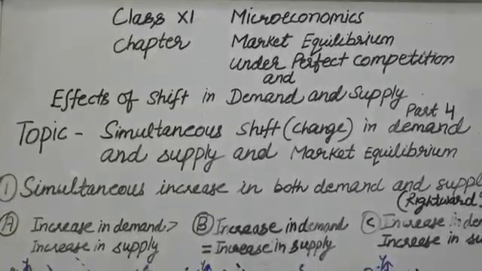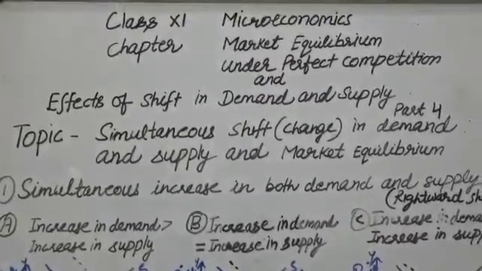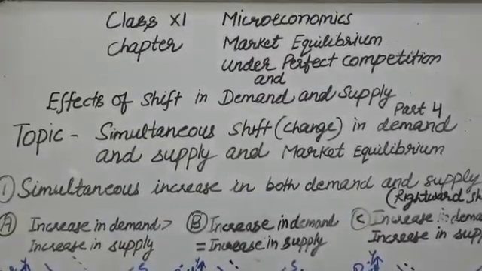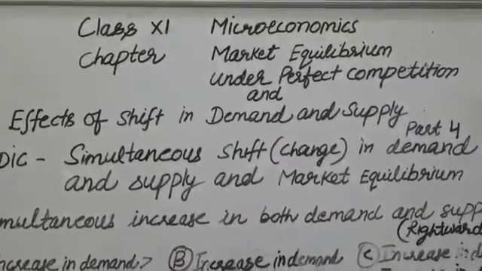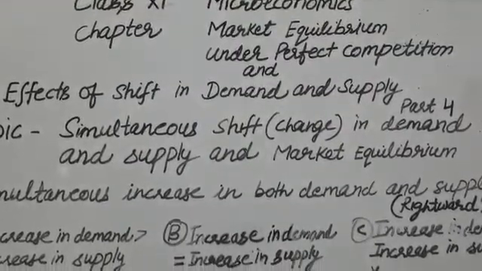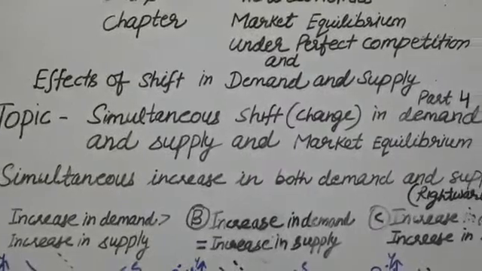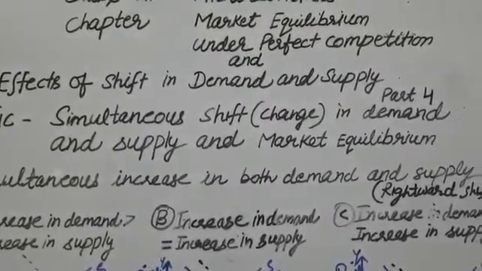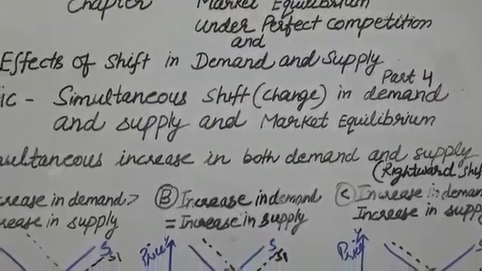Hello students, to continue with microeconomics chapter market equilibrium under perfect competition and effects of shift in demand and supply, part 4. Today's topic is simultaneous shift in demand and supply and market equilibrium.